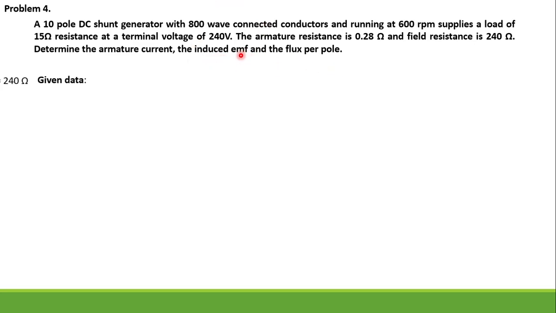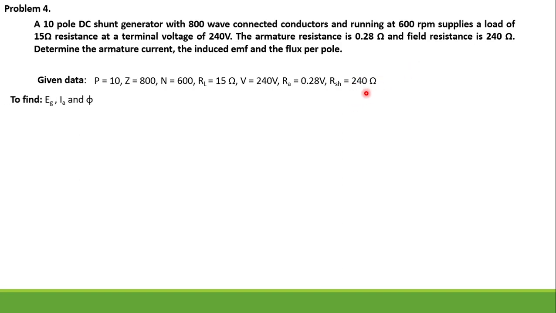For the given problem we have to write the given data. Number of poles P is equal to 10. Number of armature conductors Z is equal to 800. Speed N is 600 RPM. Load resistance value 15 ohm. And the terminal voltage is 240 volt. Armature resistance 0.28 ohm. Shunt field resistance is 240 ohm. The required data are generated EMF, armature current and flux phi.